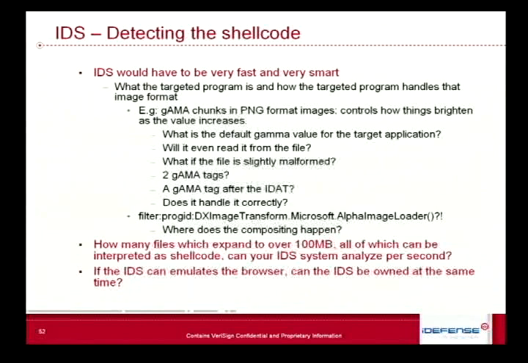And what about alpha, which is the transparency? Adding stuff like that to it, where does the compositing happen? Where does it mix it with the color underneath? And what is the color underneath? And how many files which expand to over 100 megabytes, all of which could have shellcode in them, can your IDS system analyze per second? If your IDS can emulate the browser, can you own the IDS at the same time?